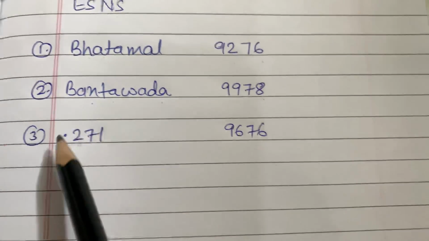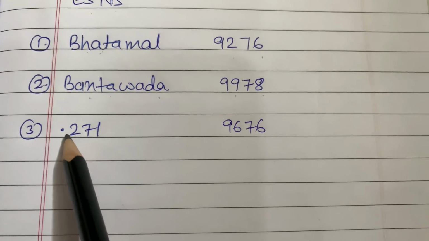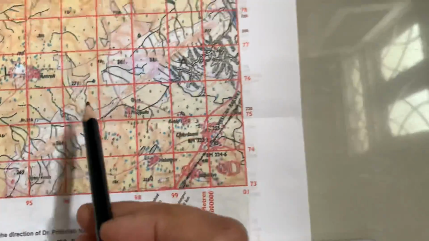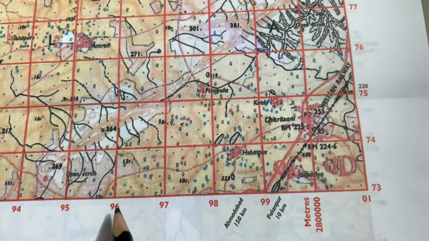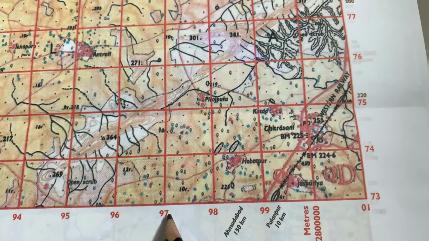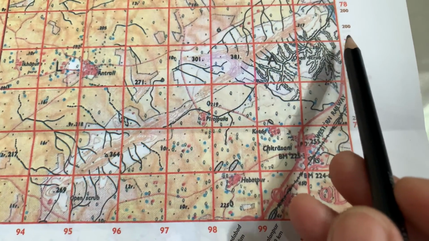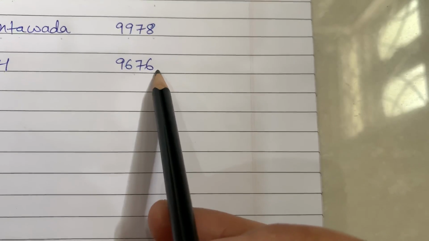In the same way, if the question is given to find the 4-figure grid reference of spot height 271, same thing, we will take that grid where it is written 271, and then we see in which grid it belongs: between 96 and 97 in easting and 76 and 77 in northing. The first one we take is 96 and from here 76, and thus we get 9676.